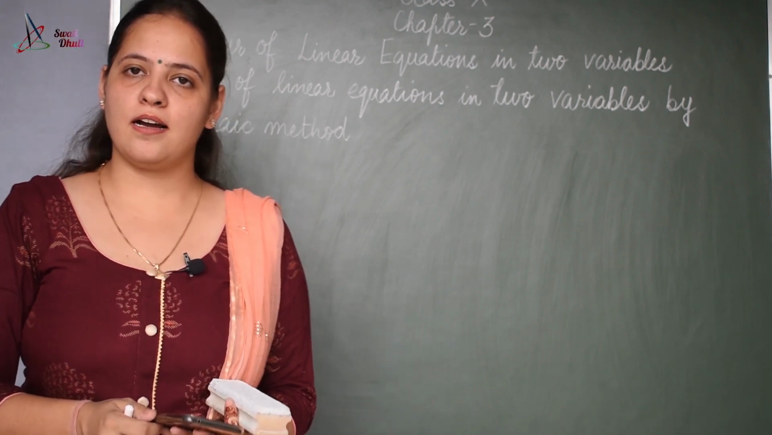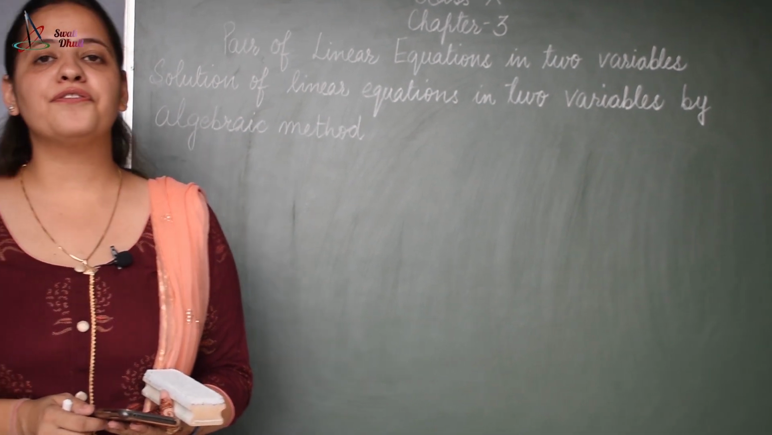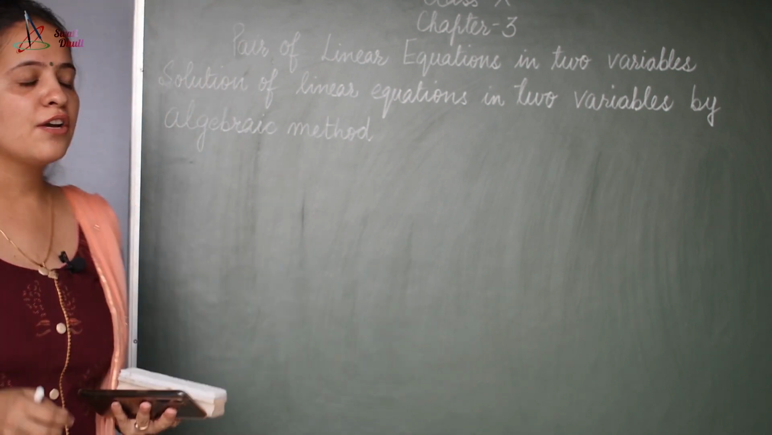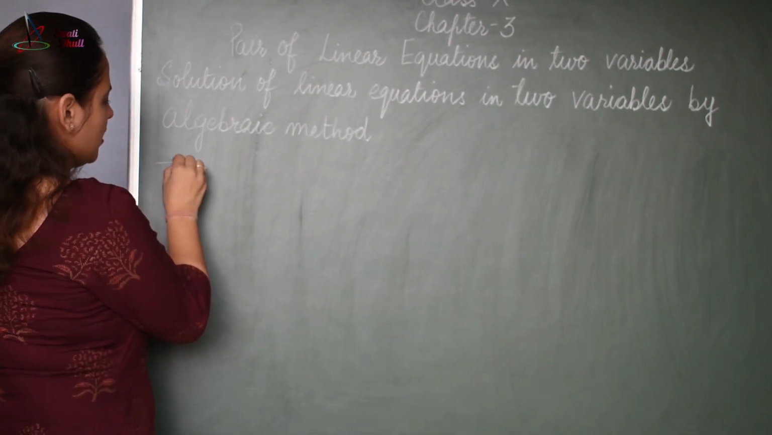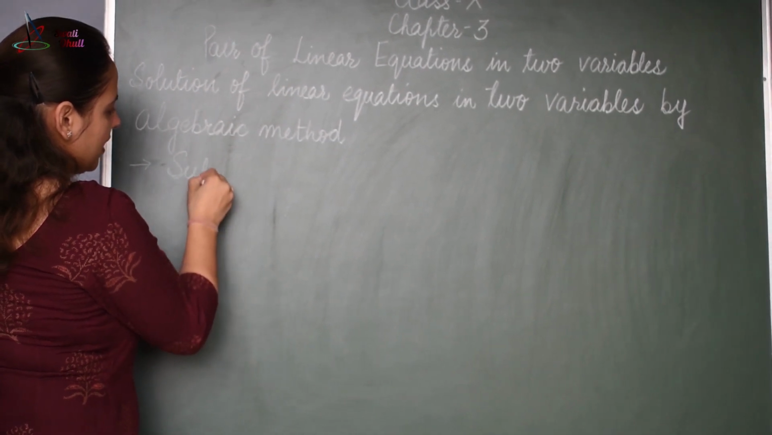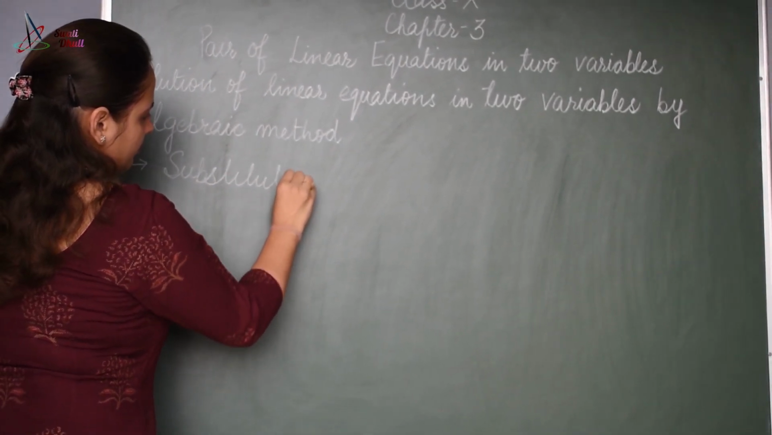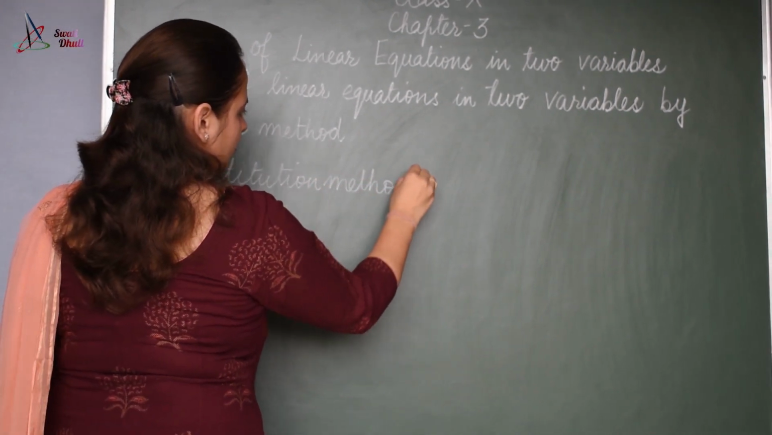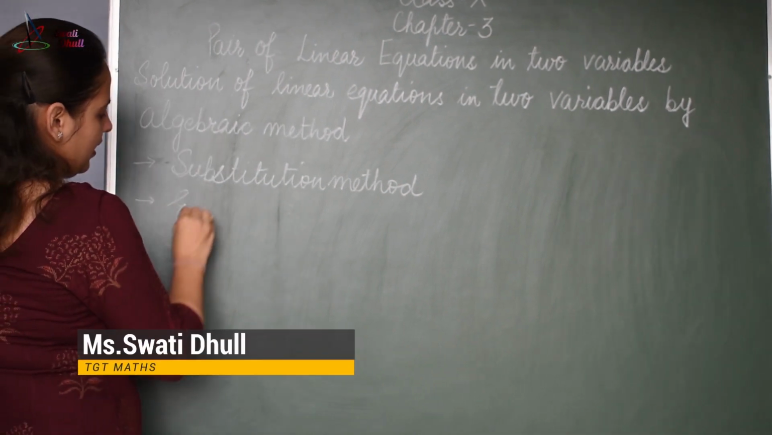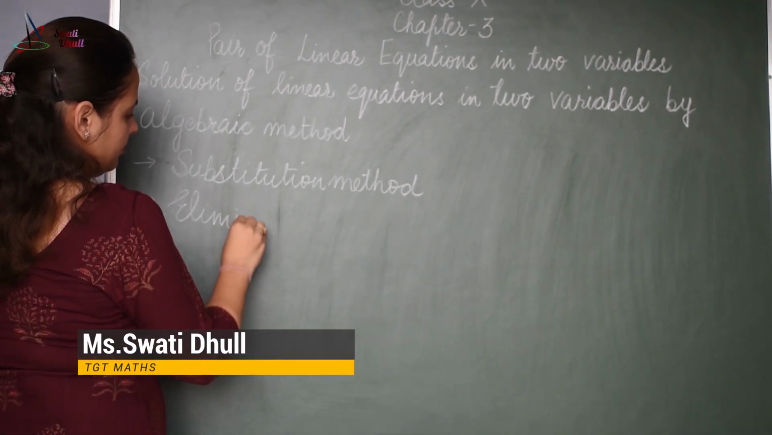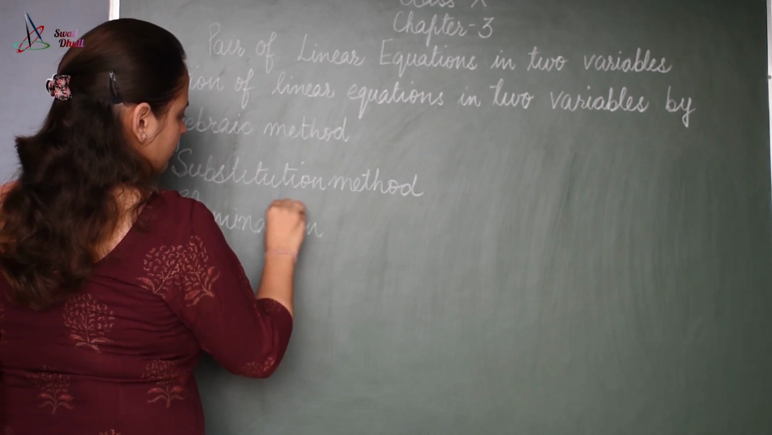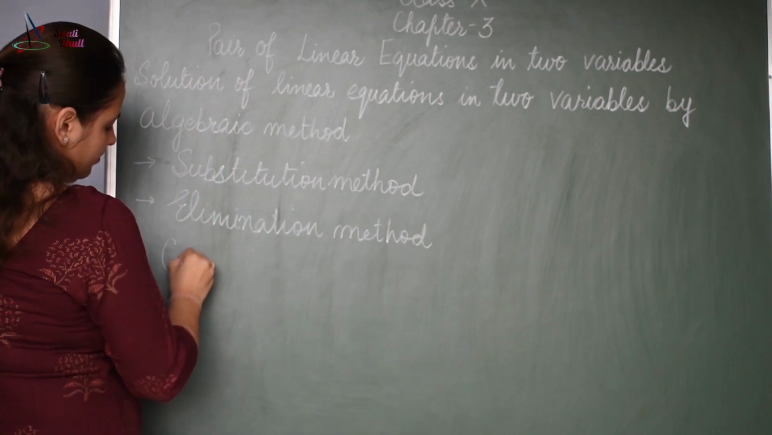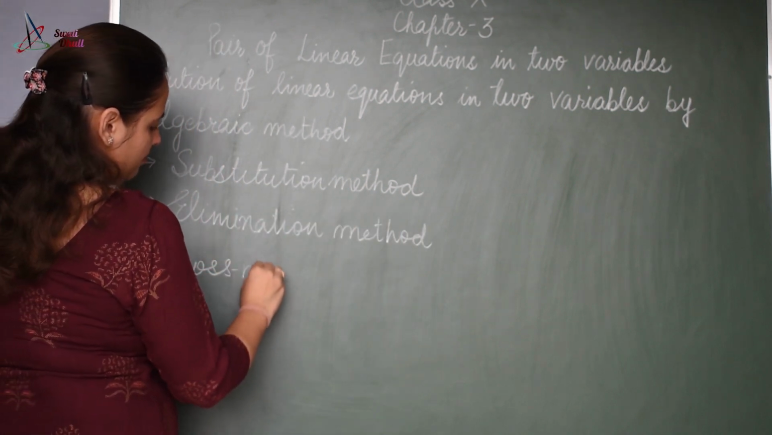Today we are going to discuss how to find the solution of the linear equations in two variables by algebraic methods. We have three algebraic methods. First is your substitution method. Second is your elimination method. And third one is cross multiplication method.